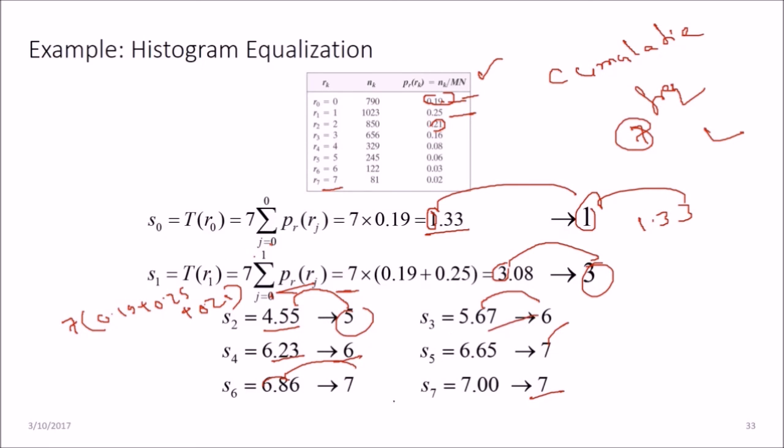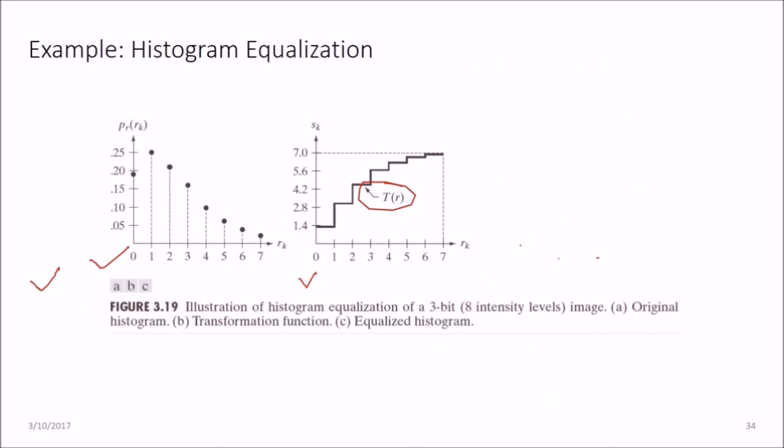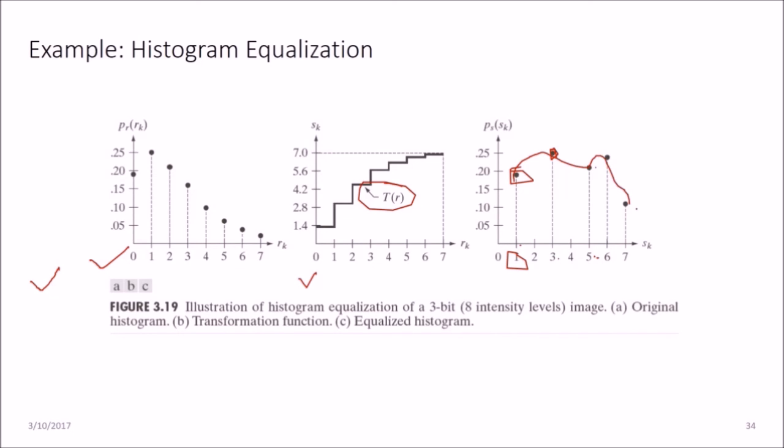So 6.67, 6.86 and 7, these 3 will be equalized to 7. 6.23 and 5.67 will be equalized to 6. And then the distribution will be that all the pixel values corresponding to 1 will be pointed to this value, which is 1, and 3 will be like this, 5 here, 6 here, 7 here. Now this is a proper equalized histogram. We have done the histogram equalization. So this is histogram equalization for you.